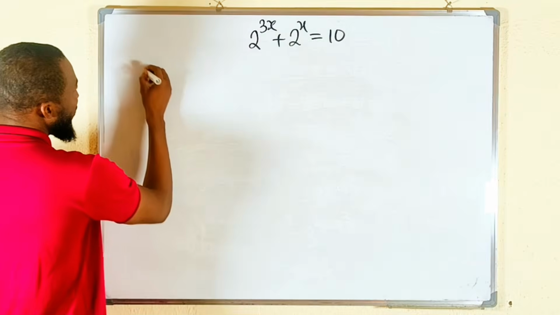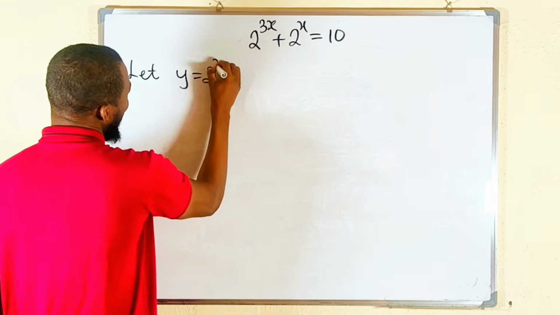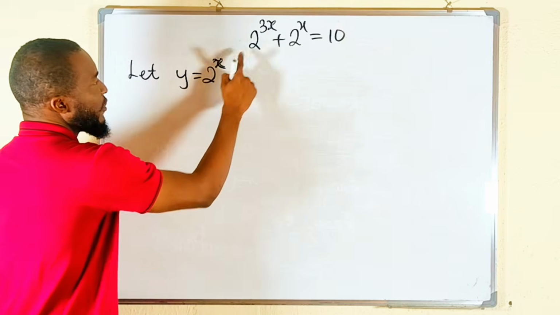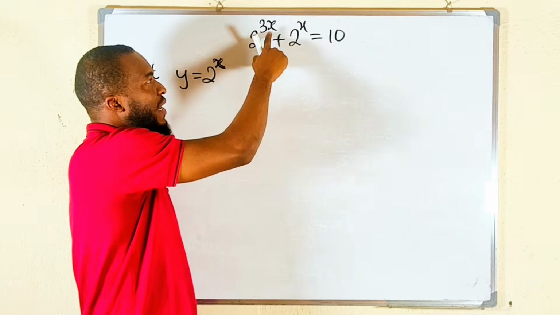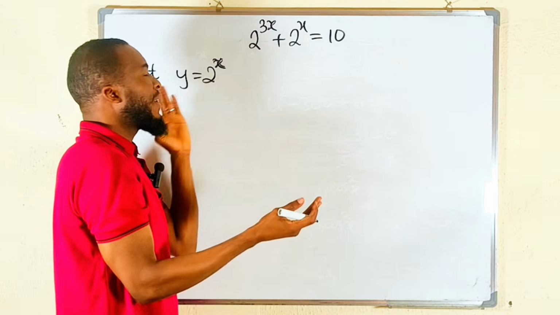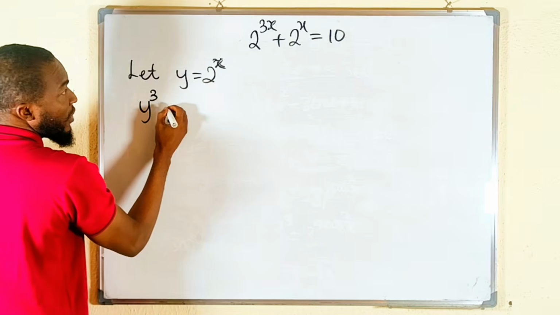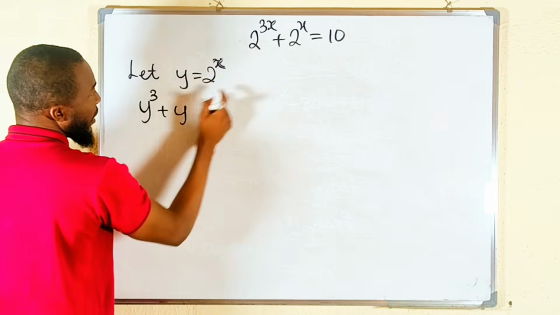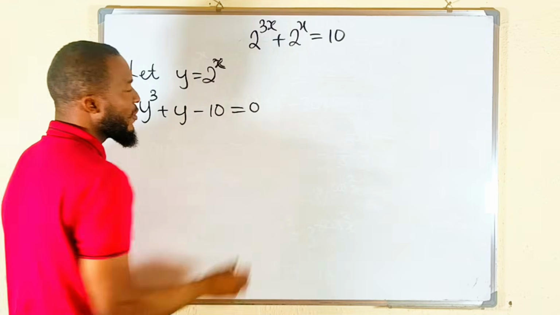I would like to start with a simple substitution. Let y be equal to 2 to the power of x. So this becomes y to the power of 3, because you can simply switch 3 and x to have 2 to the power of x all to the power of 3. But 2 to the power of x is y. So this is y to the third power, and you have plus y. And you can even bring this one inside. You have minus 10 equal to 0.